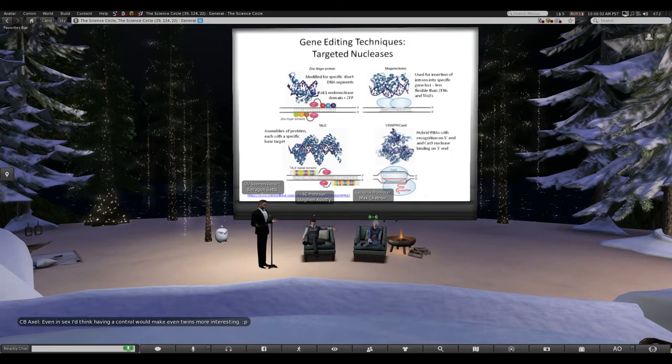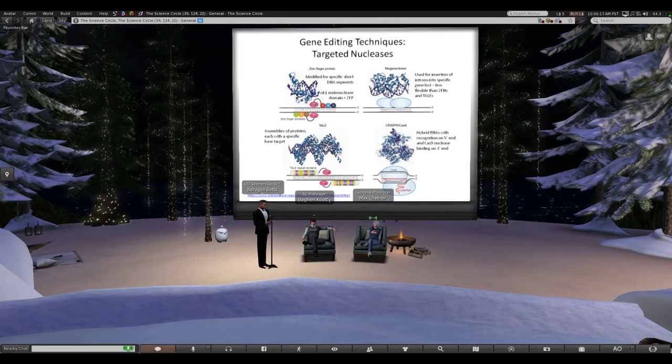The only thing that's on this slide is the nuclease-based editing techniques. And the nuclease is an endonuclease, meaning that it can cut the DNA within the sequence, that is, not from the edges. Exonucleases cut from the edges, endonucleases cut across the middle. So these are all endonucleases of one kind or another. And they all also have some way of recognizing a particular DNA sequence.